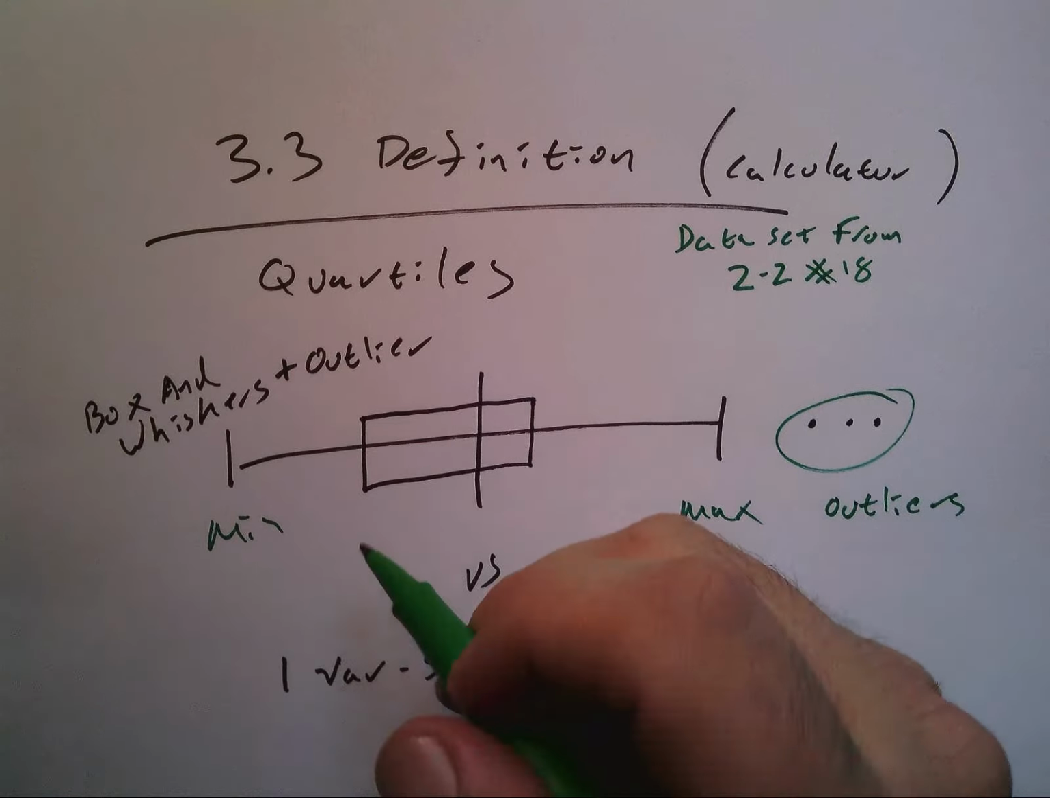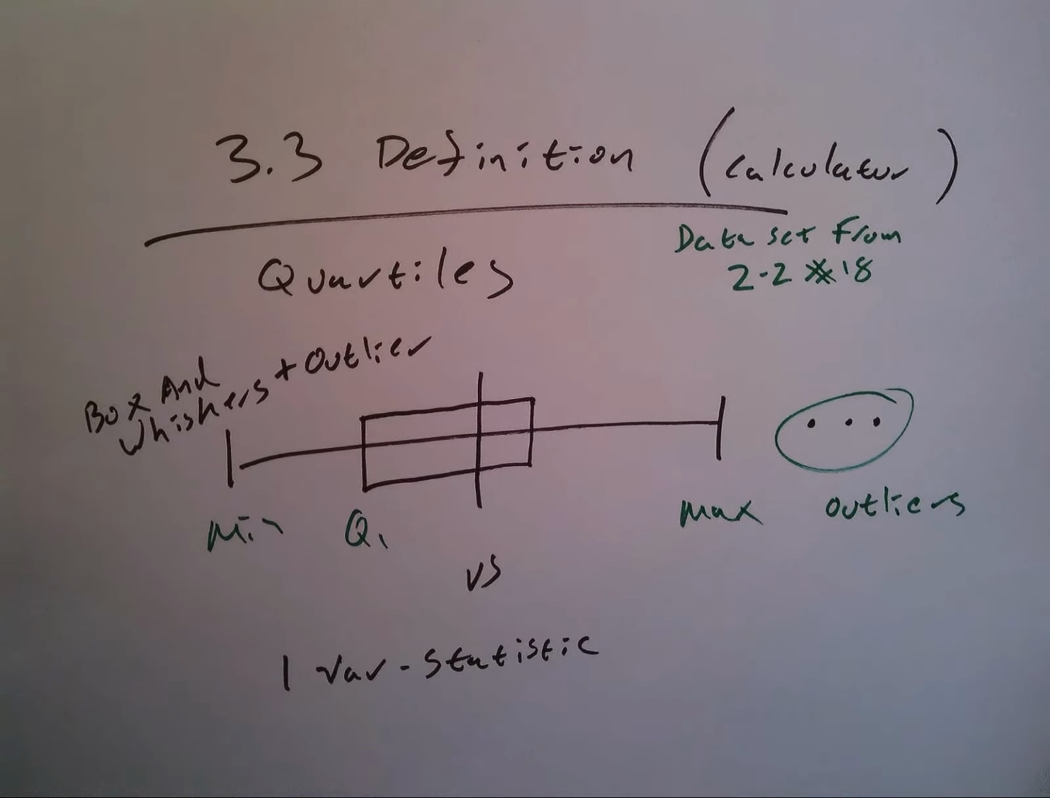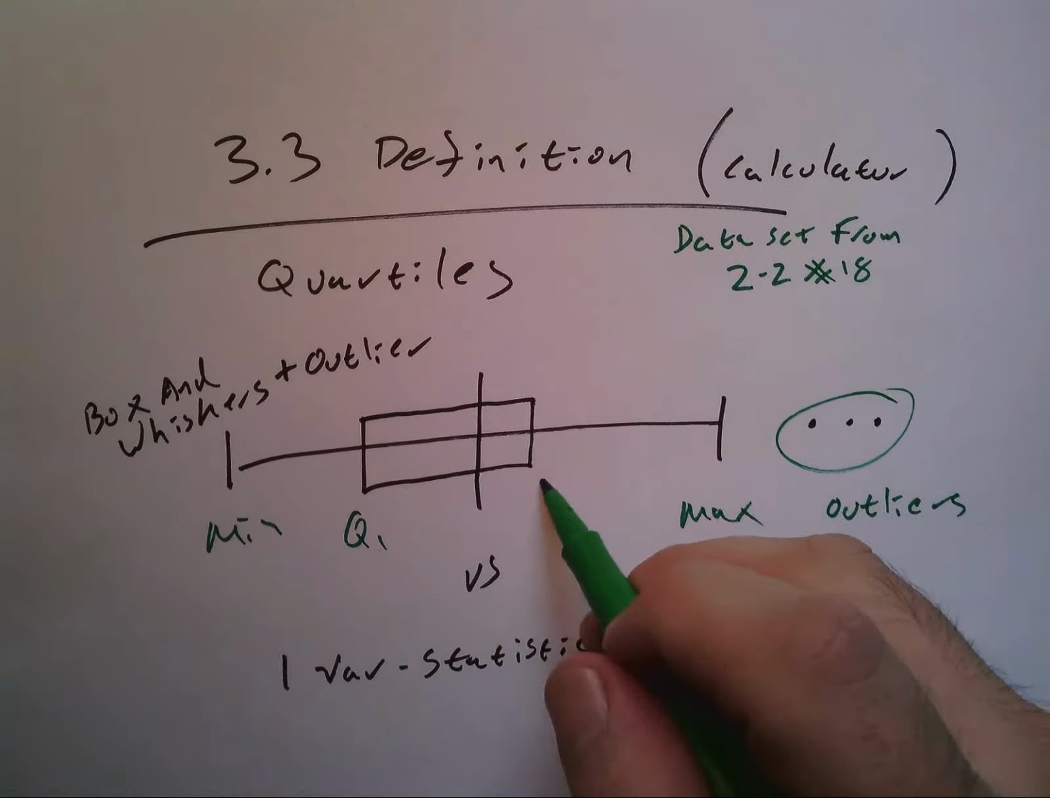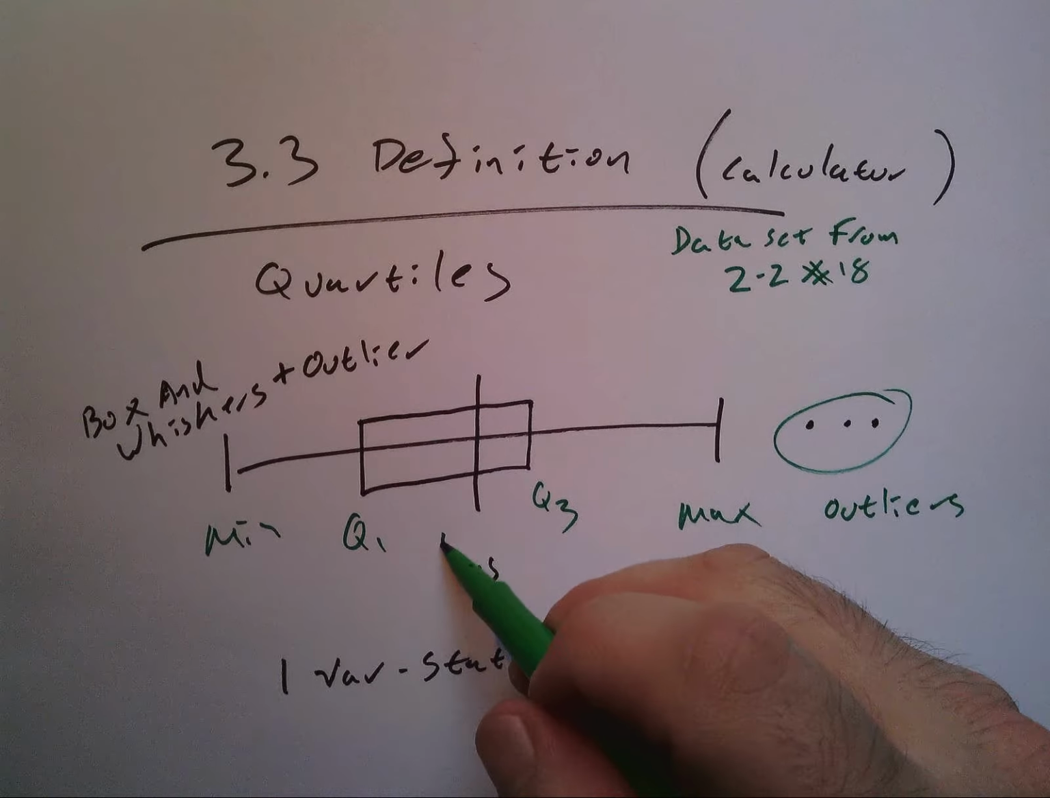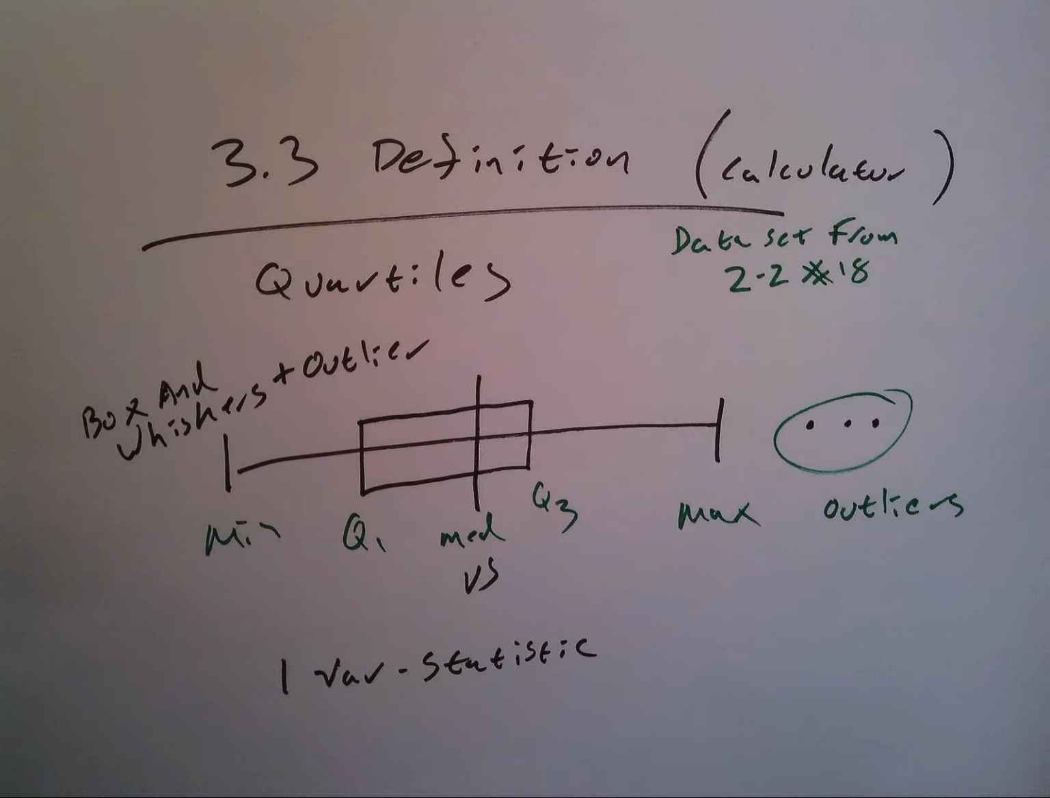We have Q1, which is where the first quarter of the data ends. We have Q3, where the first 3 quarters of the data ends. And we also have our median in the middle, which is the bigger line, which would be where the second half starts, where the first half ends.